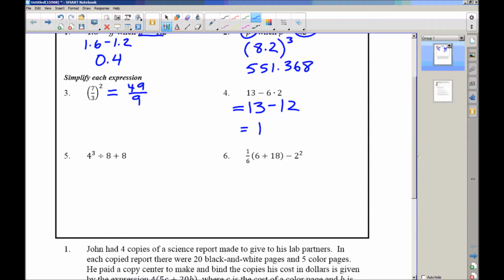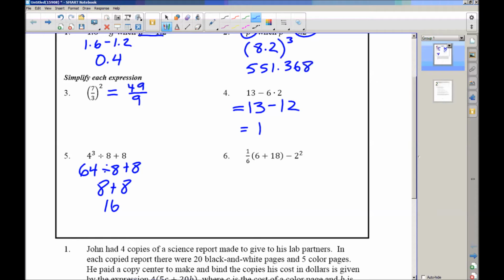Okay. All right, number 5, 4 cubed divided by 8, plus 8. So first would be exponents in the order of operations. So 4 to the third power is 64. And then we have divide by 8 plus 8. The second thing in the order of operations that we have to complete in this problem is the division part. So 64 divided by 8 is 8, plus 8, and when we add them together, we get 16. Okay.